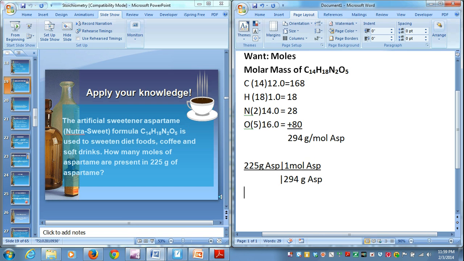Since you're going to cancel out the grams of aspartame, what you're going to end up with is pretty much 225 multiplied times 1 mole of aspartame divided by 294.